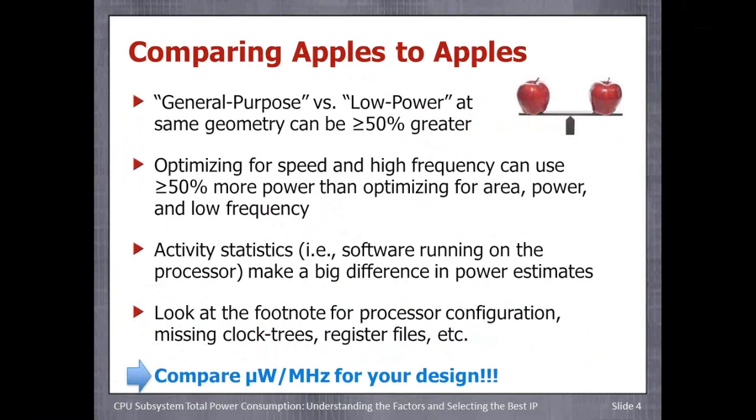Last but not least, someone needs to check the footnotes of published numbers to see what configuration of the processor the power figures correspond to. You need to be checking the power of the configuration that you plan to use. And then you also need to check whether vital modules have been excluded from power simulations, like clock trees, register files, etc. Bottom line is that you need to compare power ratings for your design and your design constraints. You need to ask your alternative vendors to provide that, because it is more likely that you would not find what you need on the web with a simple search.